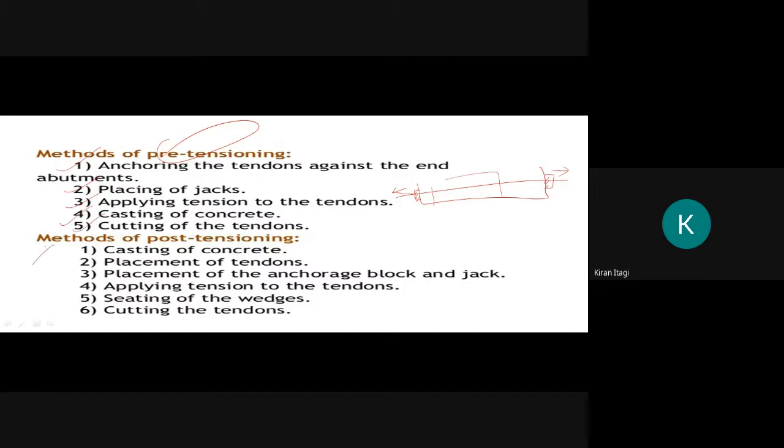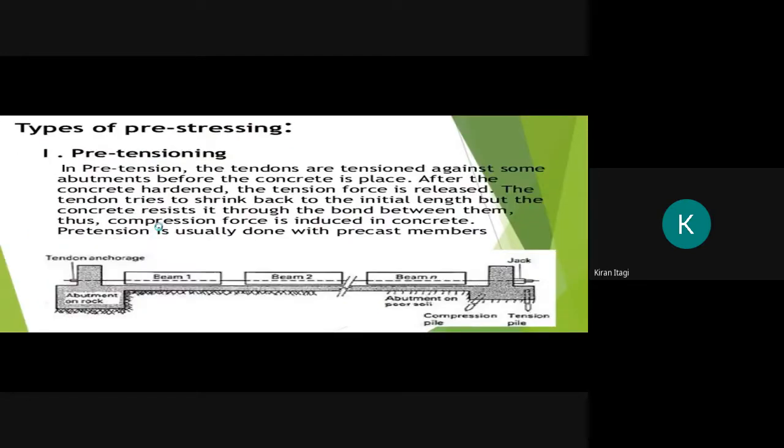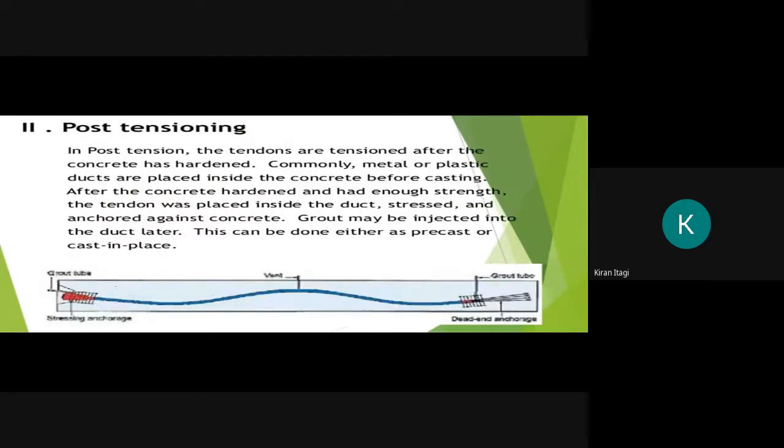tendon. In post-tension: casting the concrete, placing the tendons, placement of the anchorages, applying the tension, seating the wedges, which means we apply the wedges like this, seating the wedges and cutting the tendons. This is the method of how we cast it. Again, it is explained here. In post-tension, you can see this is our duct.